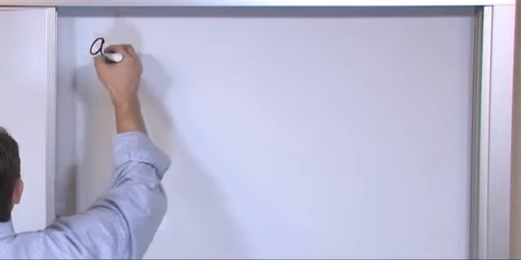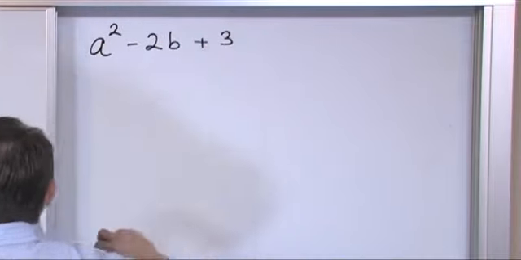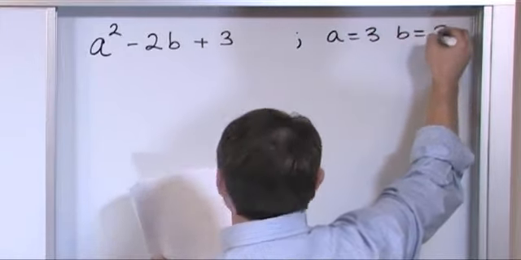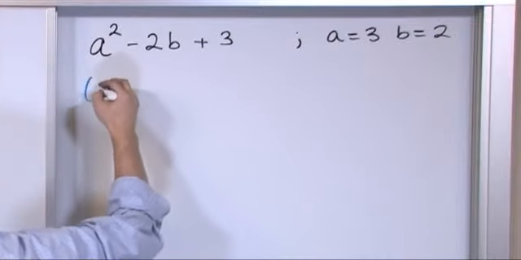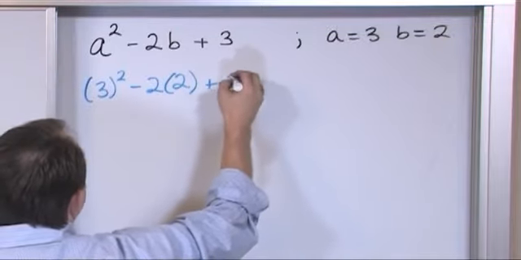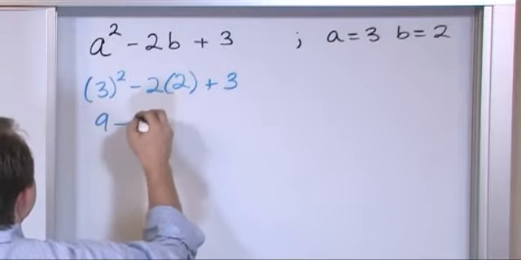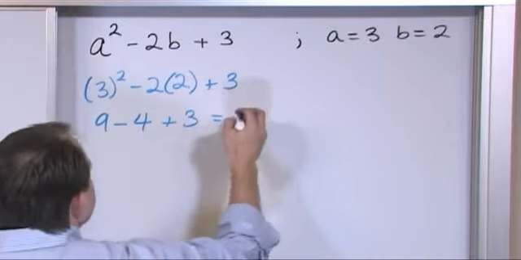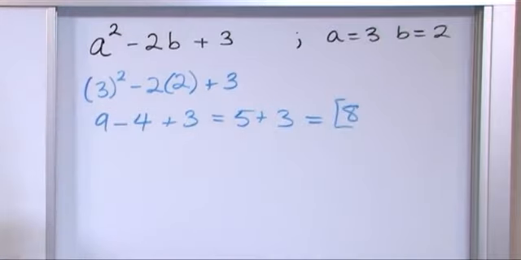And just to show you something else, the variables don't have to be x and y. a squared minus 2 times b plus 3. Variables can be any letter you want. Let's say a is equal to 3 and b is equal to 2. Put them in their place. Same kind of thing. A is equal to 3, so I'm going to have 3 squared minus 2 times b, which is 2, plus 3. Okay, 3 times 3 is 9, minus 2 times 2 is 4, plus 3. 9 minus 4 is 5, plus 3 from here is equal to 8. So the answer is 8.